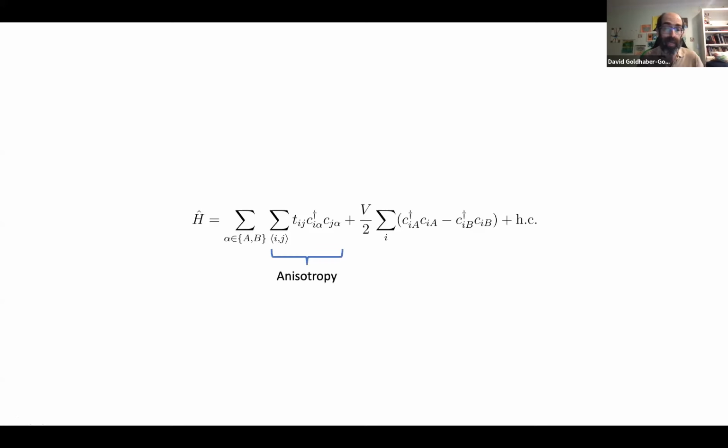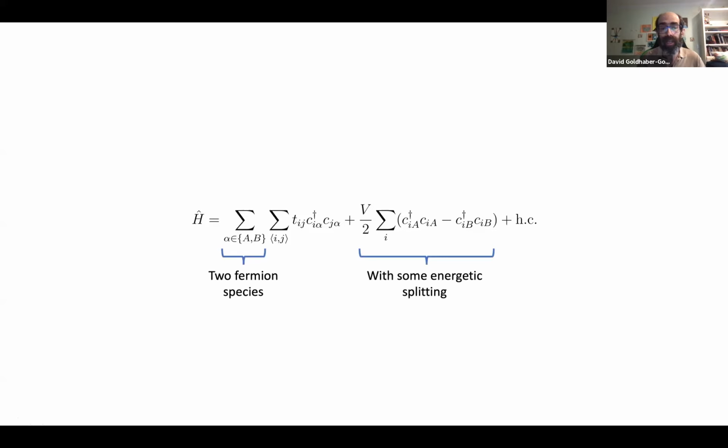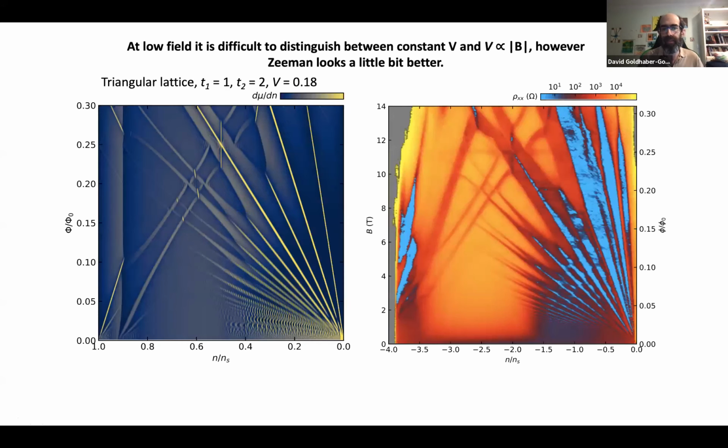So in any case, we now refine the model. So we have anisotropy and two fermion species with an energetic splitting, and we get this nice match to the data without real fine tuning of the parameters. And I should mention that if we look more carefully, it really seems that a better description is that the splitting between the two species rises with magnetic field, maybe like a Zeeman energy, so that maybe these are two spins, or maybe they're two orbital states.